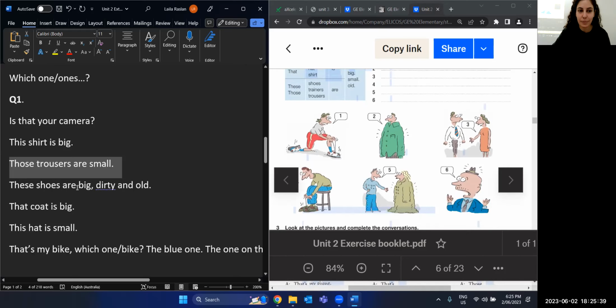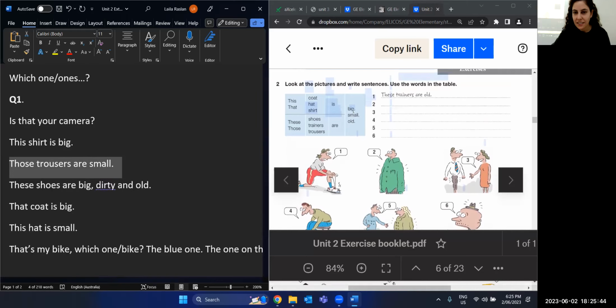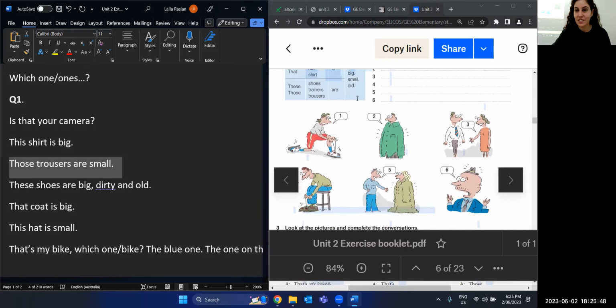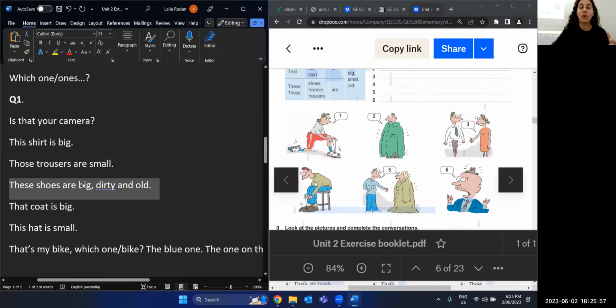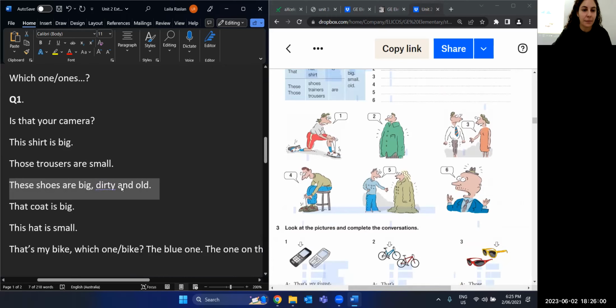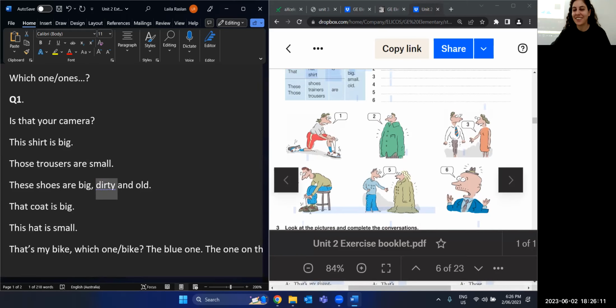These shoes are big. And old. If you want, you can add. So I did this before. These shoes are big, dirty, and old. So you can add more adjectives. So remember, the shoes is the noun, and we're adding adjectives: big, dirty, and old. Yeah. You can't see because of the black and white.